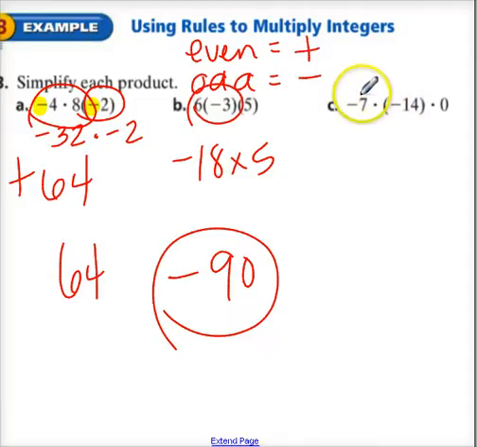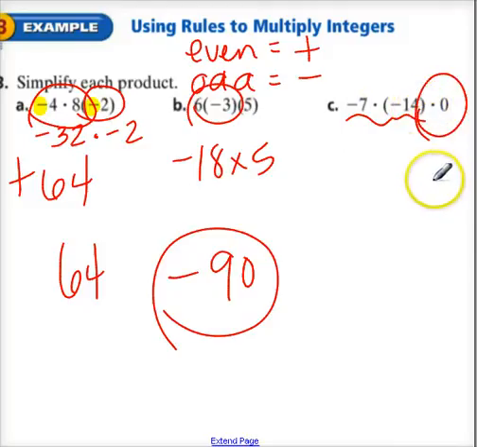Now here, I could do negative 7 times negative 14, and I could figure out what that equals. However, eventually I'm multiplying it by 0, and anything multiplied by 0 is just 0.